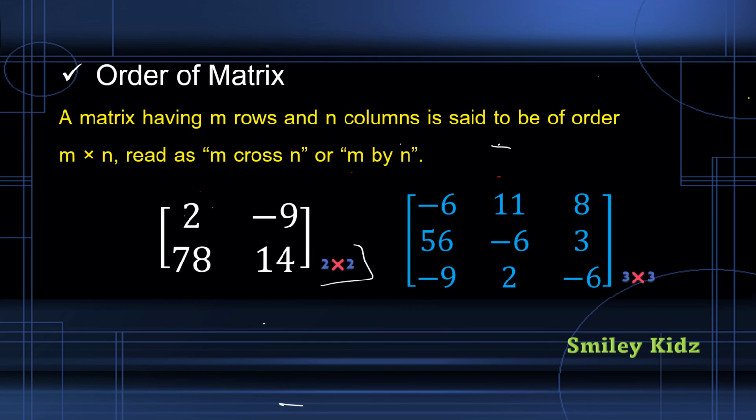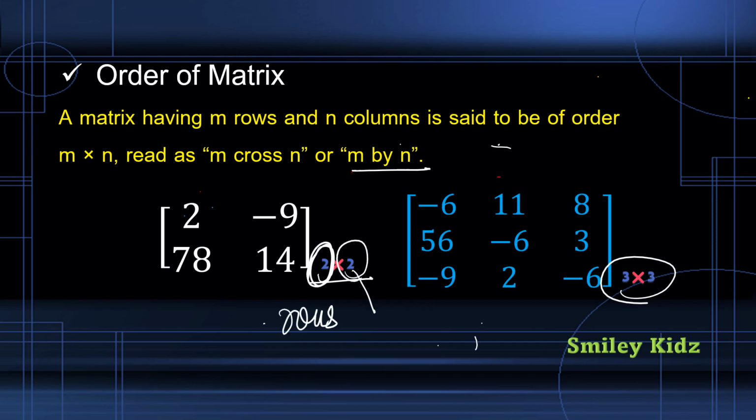So here it is 2 into 2 and here it's 3 into 3. It doesn't mean you're going to call it like that. You're going to call it m by n. That is 2 by 2 or 2 cross 2. Here you're going to call it 3 by 3 or 3 cross 3. Alright. So here the first number represents the rows and the second number represents the columns, the number of columns that are there in the matrix. Here again the first 3 represents the number of rows and the second 3 represents the number of columns.